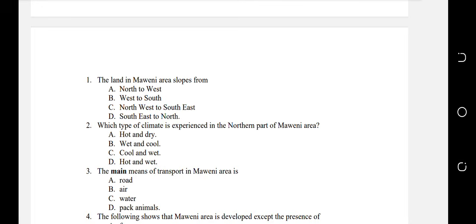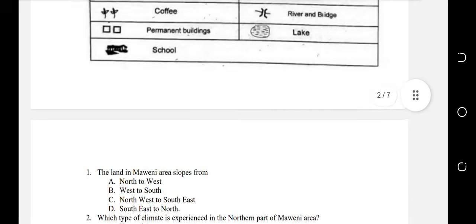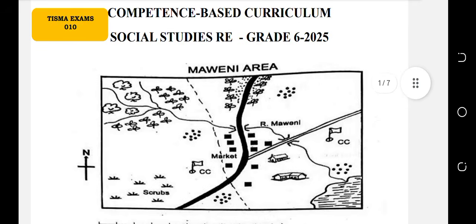Then let us go to the other question. Which type of climate is experienced in the northern part of Maweni area? Let us go back to the map. Whenever we have tea, coffee or pyrethrum, we are supposed to know that the climate for that place is cool and wet, and therefore that place is what we call the highlands. In the northern part we can see tea and coffee, so the northern part is highland, therefore it is cool and wet.